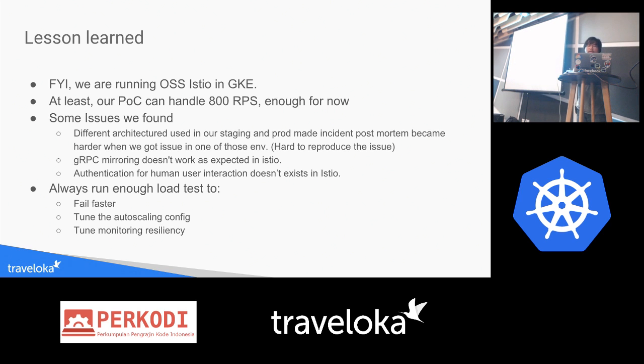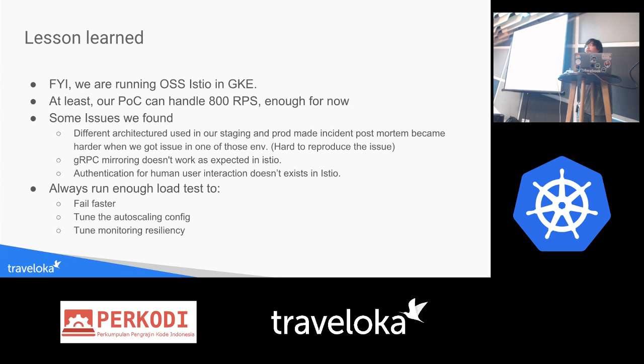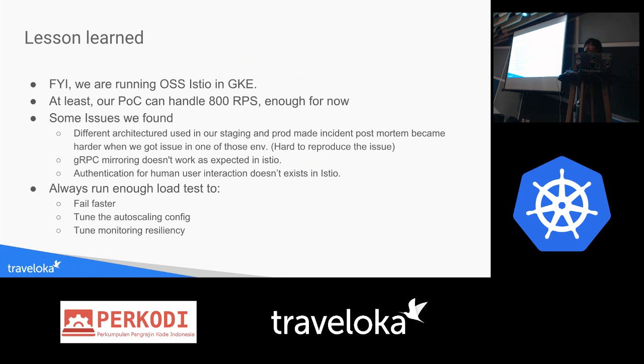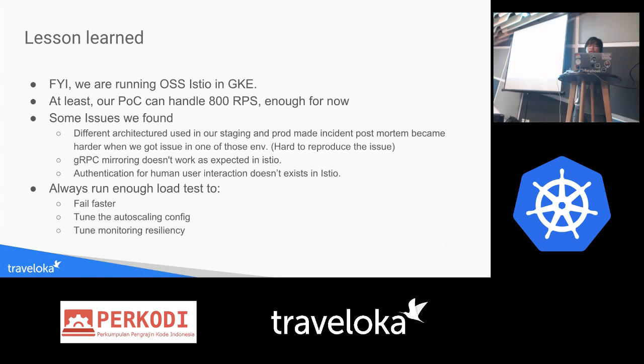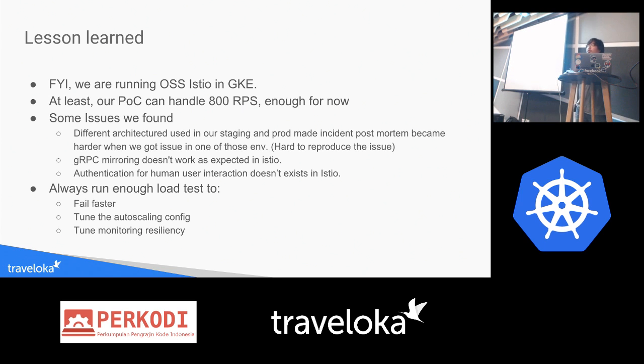So this is just a suggestion. Always run enough load tests. Why? Because we need to fail faster. We don't want to fail in production. If we fail in staging, it's really good, so we can fix it sooner. And then don't forget to tune the auto-scaling config. Don't just give a big number because it will waste so much money. And then if you want to do more work, you need to tune the monitoring.